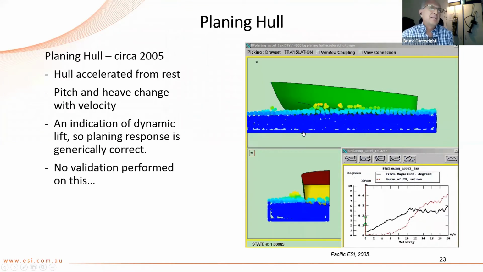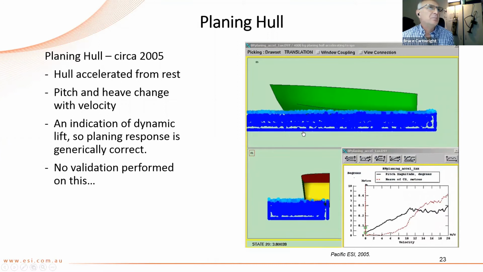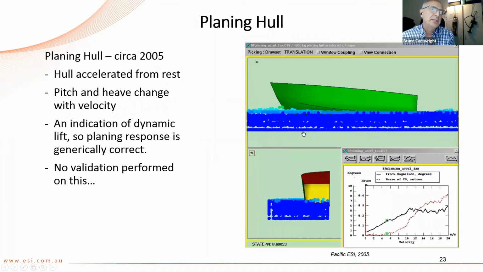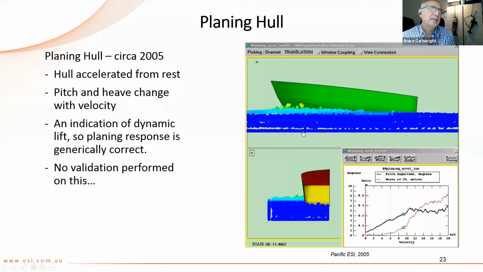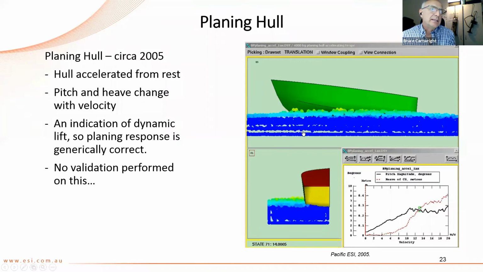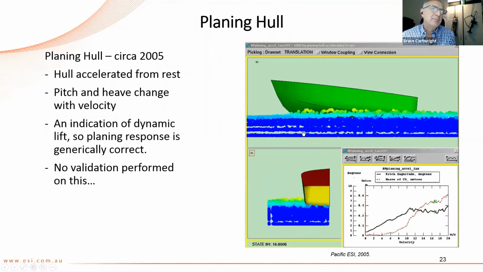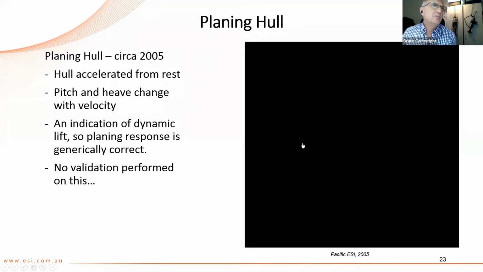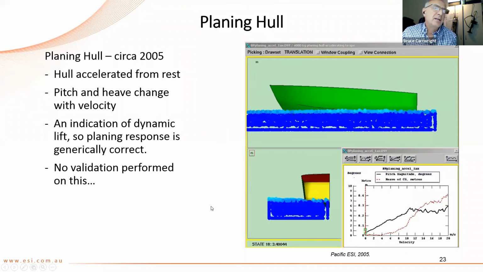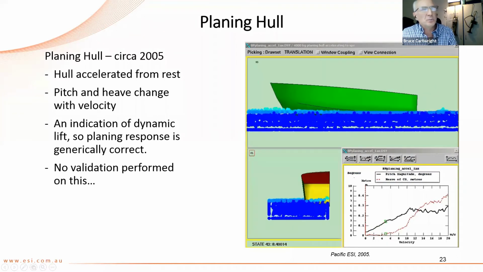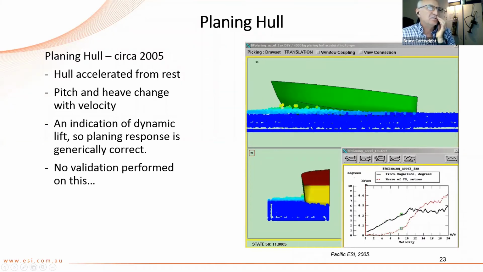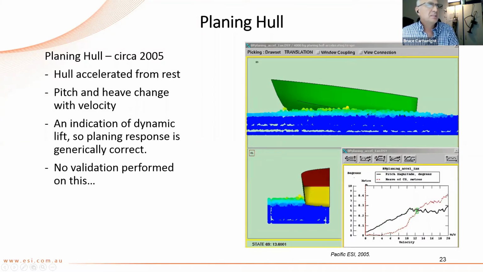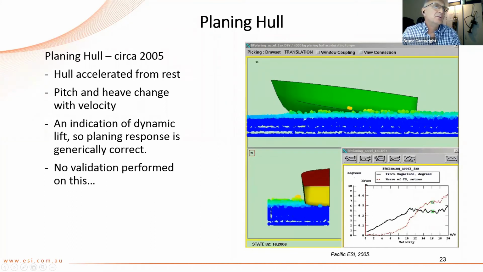Some other little simple applications are just a chined monohull with speed. The curve down the bottom right hand shows pitch and heave as the velocity of the boat increases. So it gets to a certain point where it's up on the plane, and then things stay relatively constant, pitching a little bit, but the heave remains the same. I haven't validated any of these results. It was purely looking to see if the resulting behavior of the boat would be as you would expect. But until, of course, it runs out of water and it falls off the edge of the world.